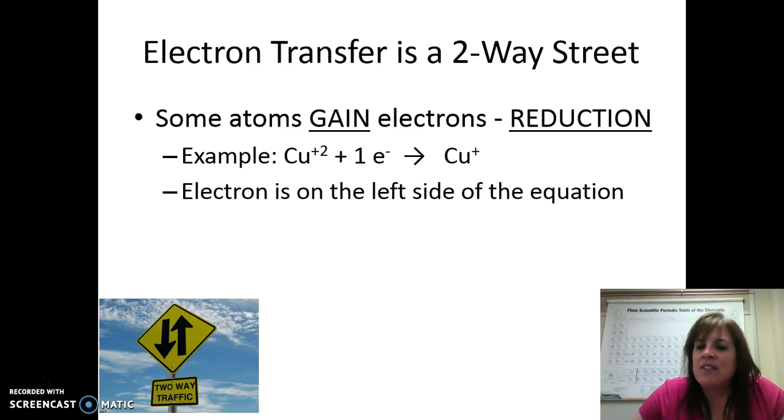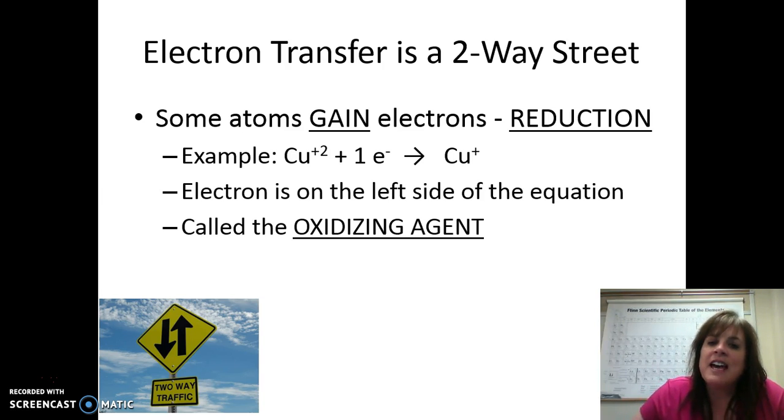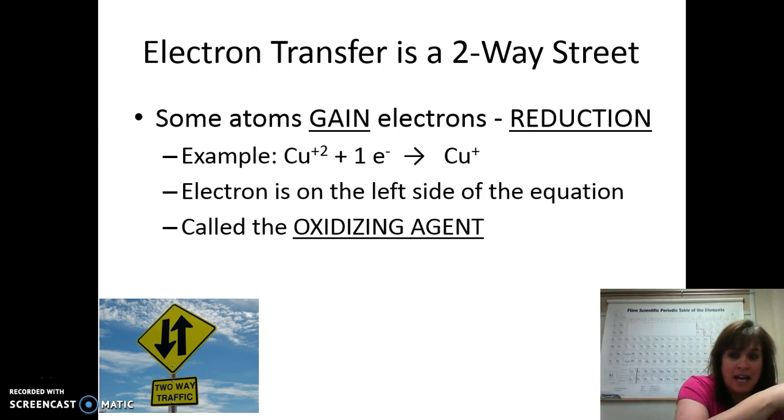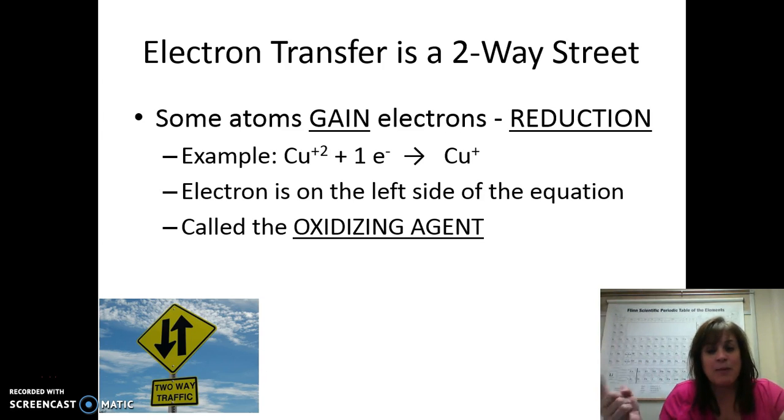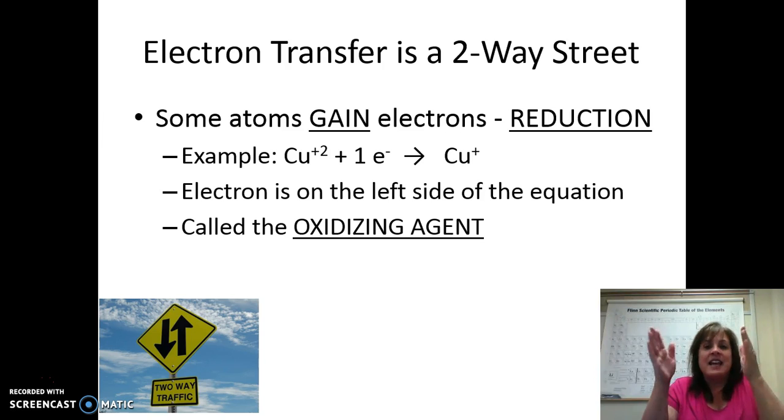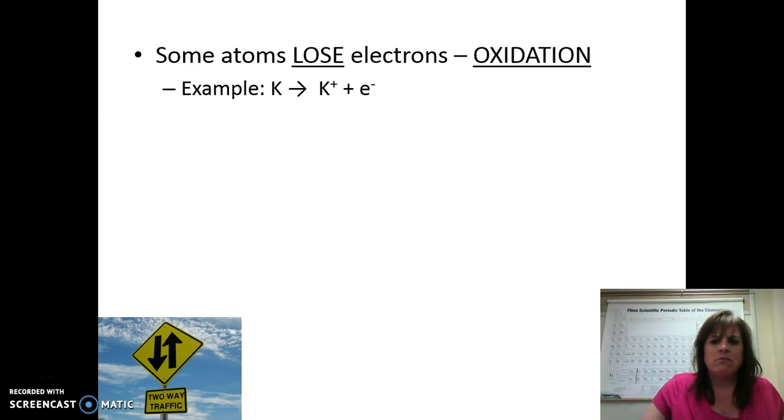We actually also have another name for the thing that is being reduced. We call it the oxidizing agent because it's the agent that causes the other one to be oxidized. Because if I'm reduced, I'm gaining, and I got to get them from somewhere. So oxidizing agents are the thing being reduced.